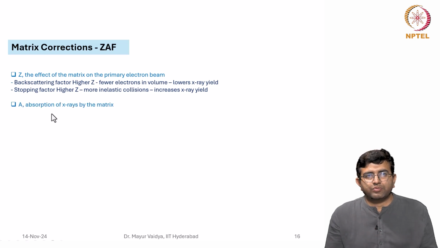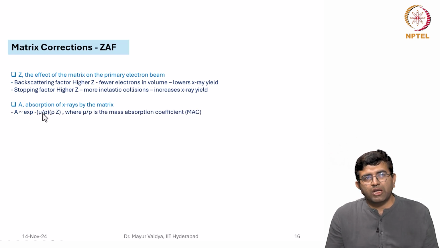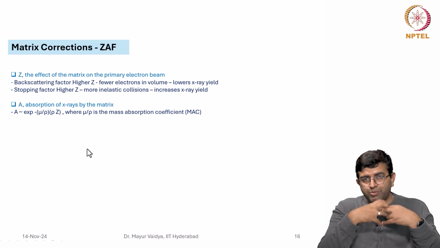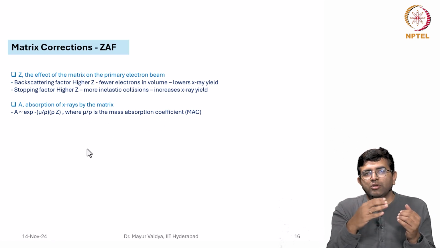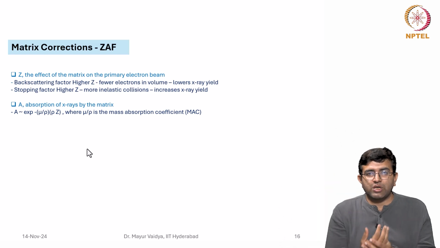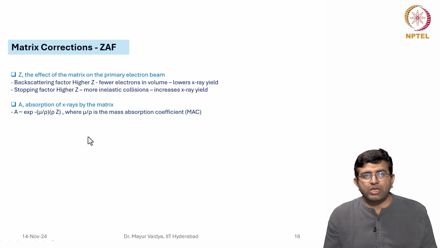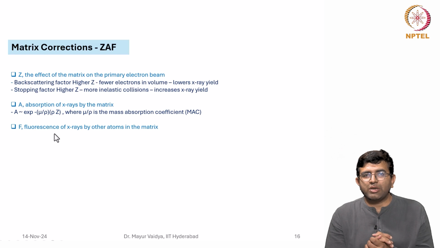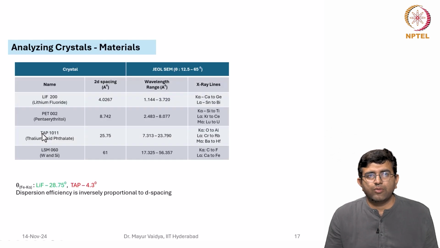And second is the A, which is the absorption of X-rays by the matrix, which is typically dependent upon the mu by rho, the mass absorption coefficient. If the absorption of X-rays is high, X-rays will tend to be absorbed more rather than ejecting the electrons or the X-ray photons out of the sample. So again this correction also has to be taken into account. And then F is the fluorescence of X-rays by other atoms in the matrix that can also influence the signal.